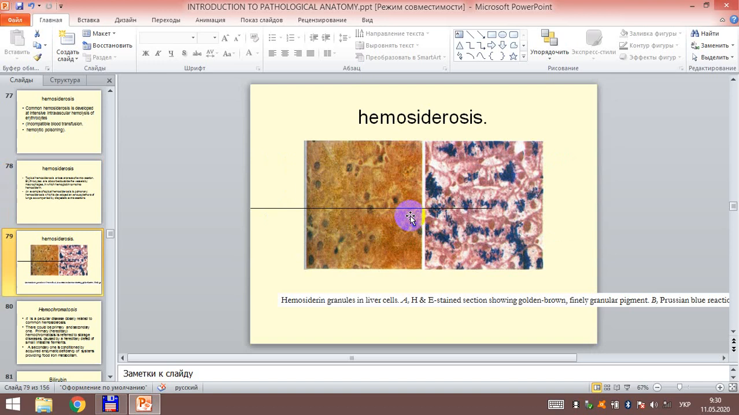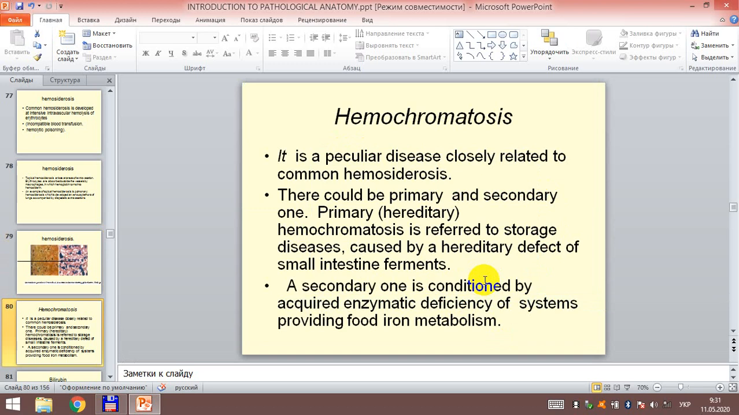This picture presents accumulation of hemosiderin granules in liver cells. In the left part, this is stained by hematoxylin eosin. In the right part, Prussian blue reaction. Hemochromatosis is a peculiar disease closely related to common hemosiderosis. There could be primary and secondary one. Primary or hereditary hemochromatosis is referred to storage disease caused by hereditary defect of small intestine ferments. A secondary one is conditioned by acquired enzymatic deficiency of the system of porphyrin and food iron metabolism.